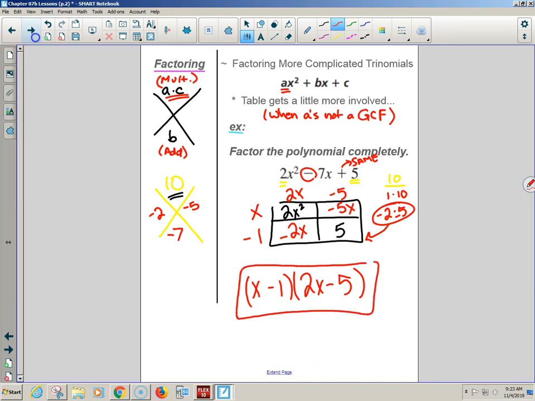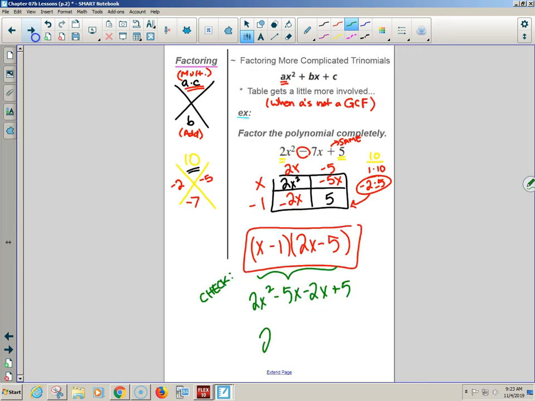Now hold on, guys. What's really cool about factoring is every factoring problem can be checked. Do you remember how? Yeah, through the multiplication thing that you guys just hopefully showed me that you know how to do. And you would get 2x squared minus 5x minus 2x plus 5. Did we ace it? Yes.